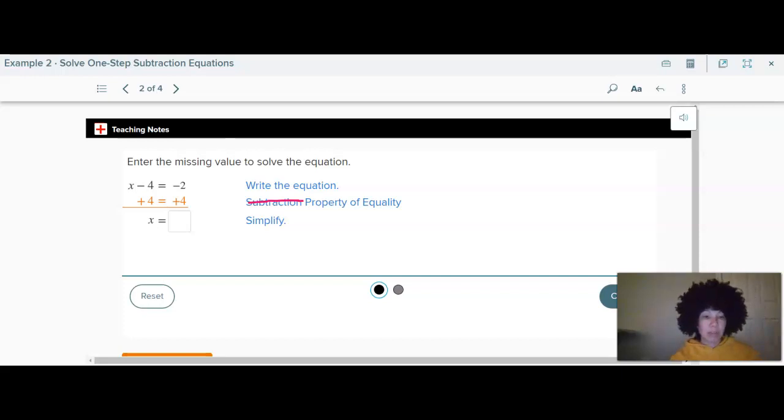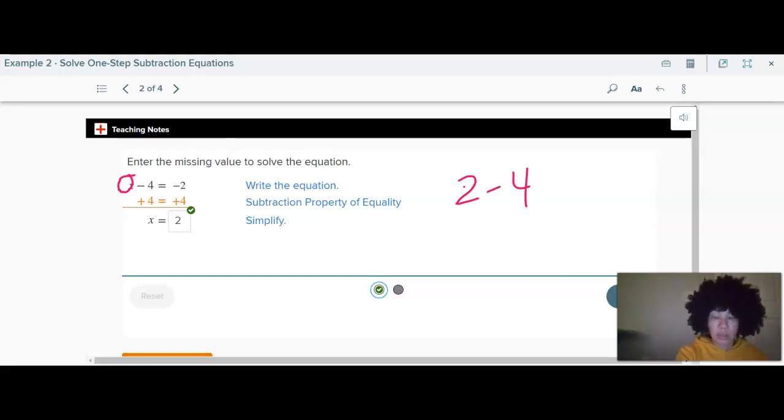But the addition property, if this is a minus 4, then we want to add 4 to both sides, because negative 4 and positive 4 cancel each other out. So the reason we do that is so that they will cancel each other out, and we end up with x equals negative 2 plus 4, which is positive 2 right there. And again, you can check your answers. If I want to know if I'm correct, let's replace x with 2. 2 minus 4, does that equal negative 2? And in fact it does. So we know we're correct. So you can always check your answers here.